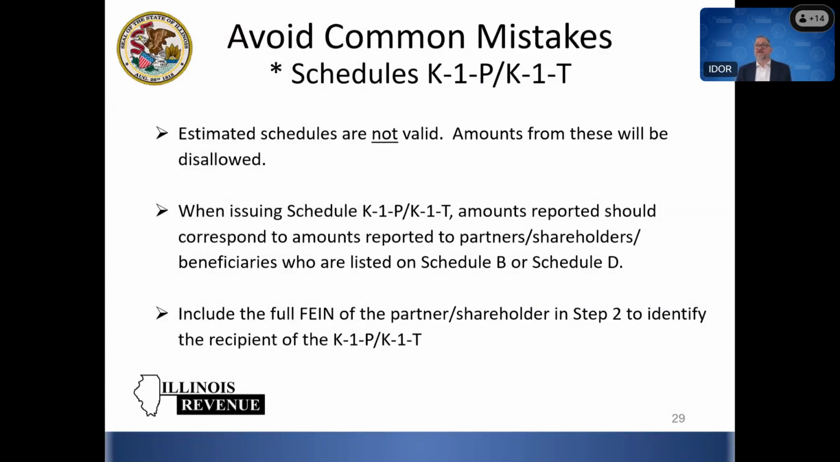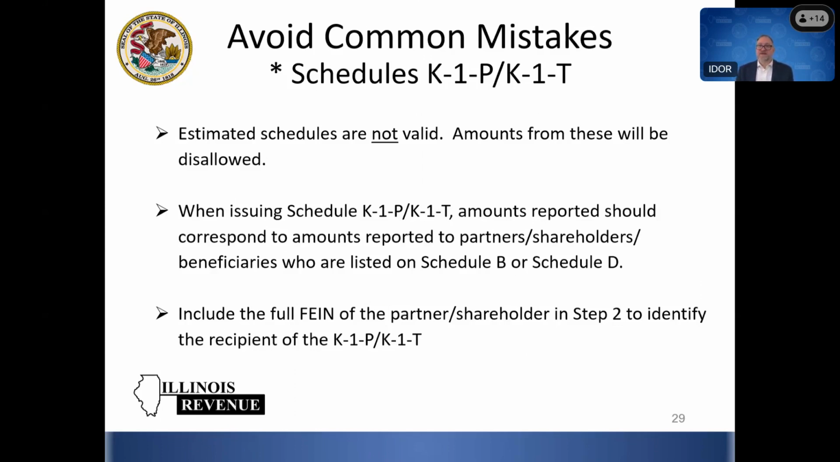When it comes to filing your Schedule K1P or your K1T, we only accept schedules which have been issued to the taxpayer. Estimated schedules are considered invalid, and the amounts from an estimated schedule will be disallowed when we process your return. When issuing a Schedule K1P or a K1T, please be sure that the amounts shown correspond to the amounts reported on the Schedule B for each partner or shareholder or on Schedule D for each beneficiary.